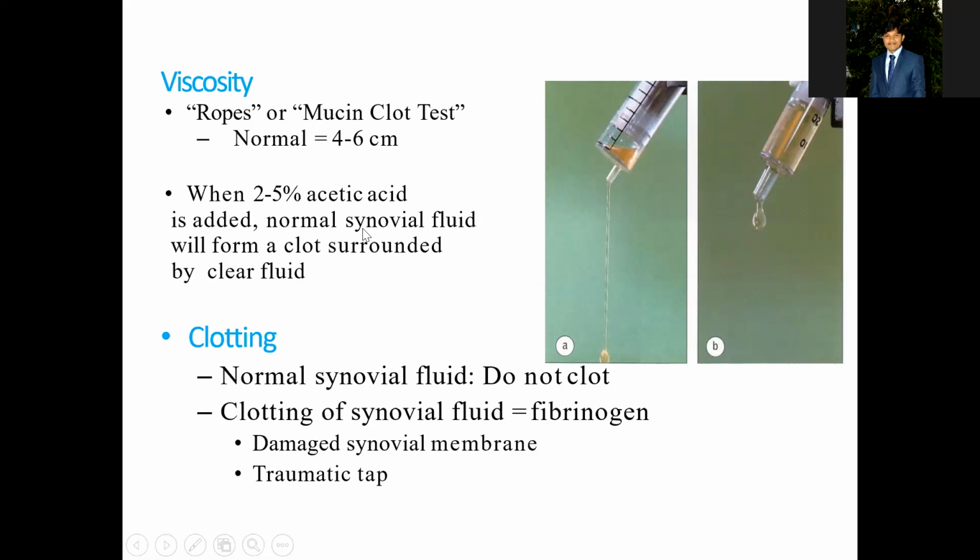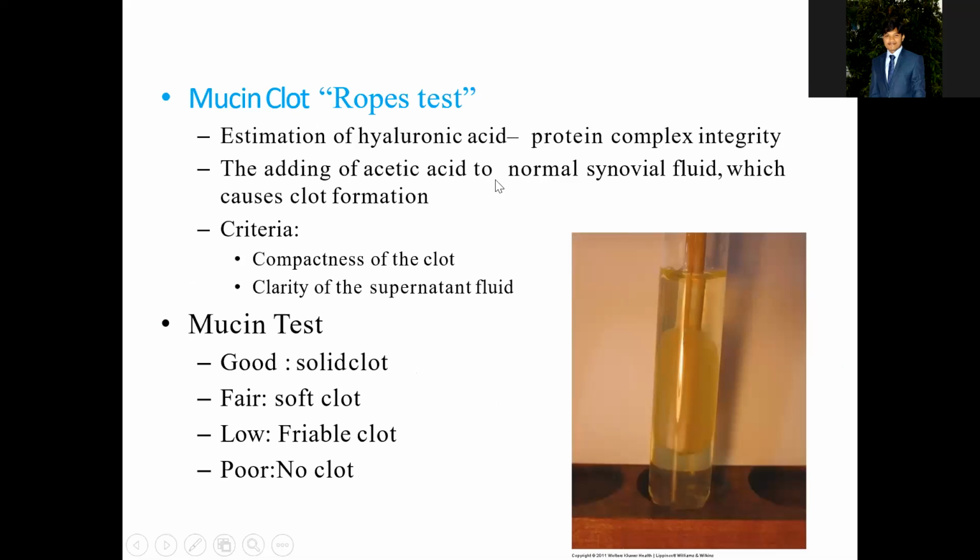The ropes test is for estimation of the hyaluronic acid. Adding acetic acid to normal synovial fluid causes clot formation. By the compactness of the clot, we know the hyaluronic acid content. A solid clot indicates good hyaluronic acid content, while no clot indicates poor hyaluronic acid content.